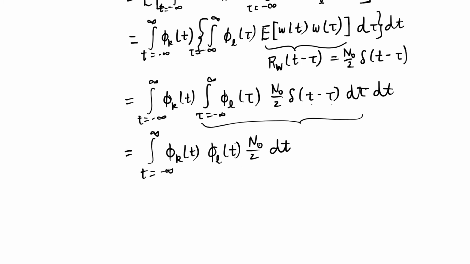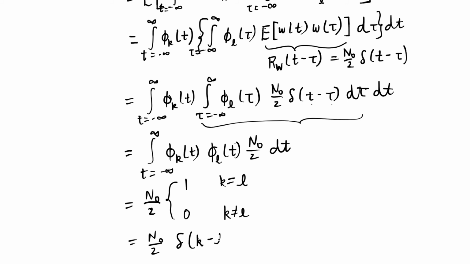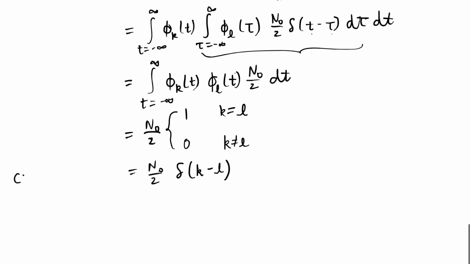And then finally, by pulling the constant out and observing that this is the inner product of two basis functions, if k is equal to l, then I get a 1. If not, I get a 0, because the inner product of two orthogonal waveforms is 0. I can write this equivalently as N_0 over 2 times the discrete impulse function of k minus l. It's been a long time since I started this. This is the covariance of w_k and w_l.